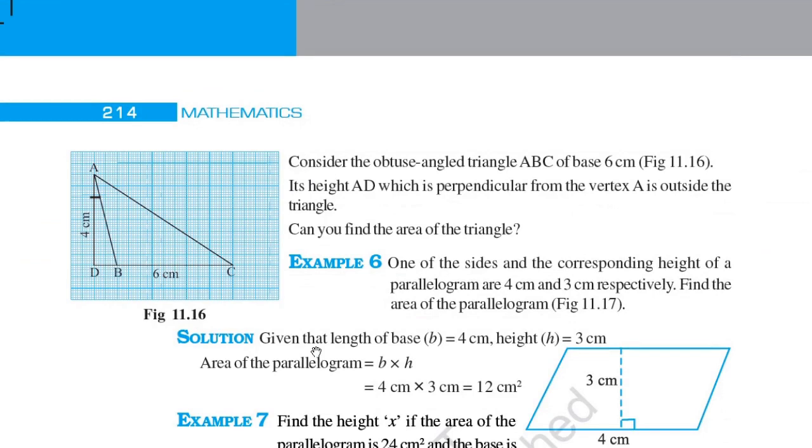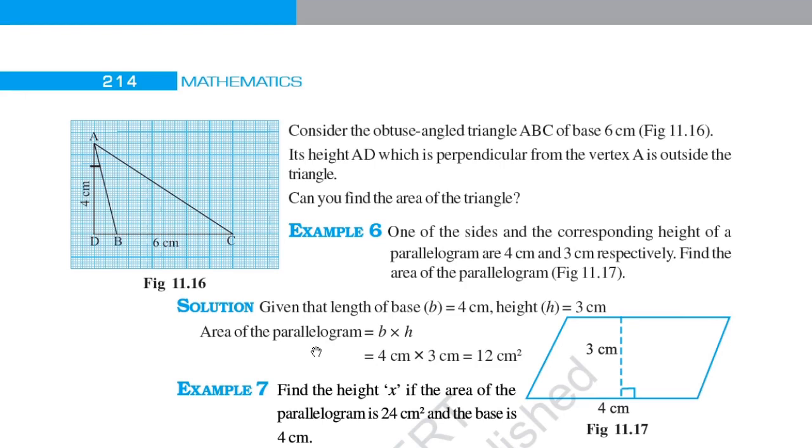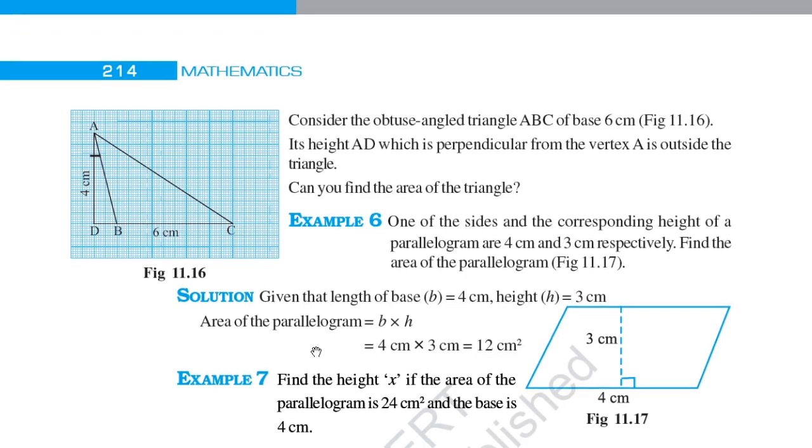Consider the obtuse angled triangle ABC of base 6 cm, as in figure 11.16. You can see the base is 6 cm. Its height AD, which is the perpendicular from the vertex A, is outside the triangle. Can you find the area of the triangle?